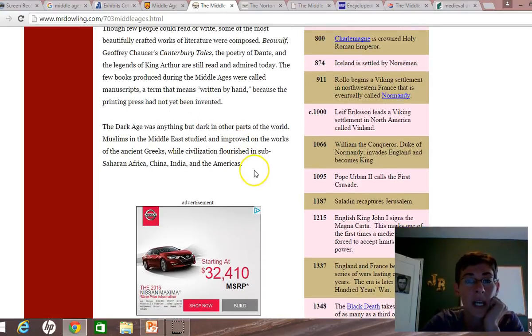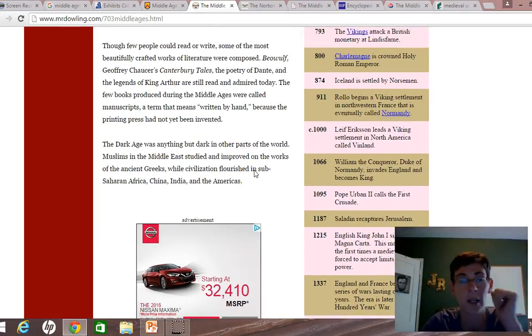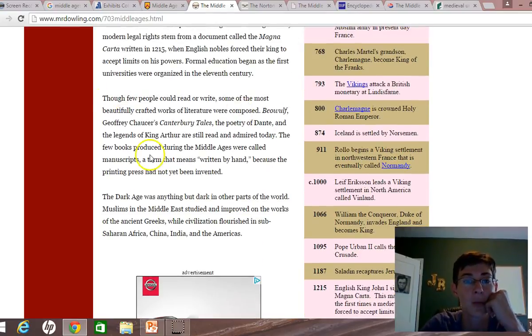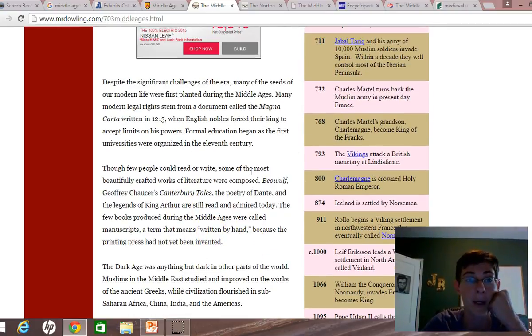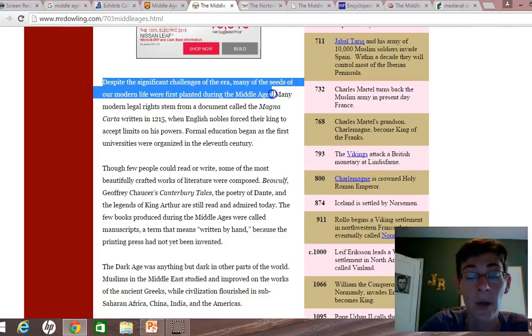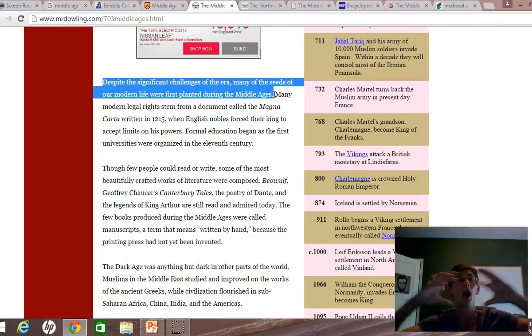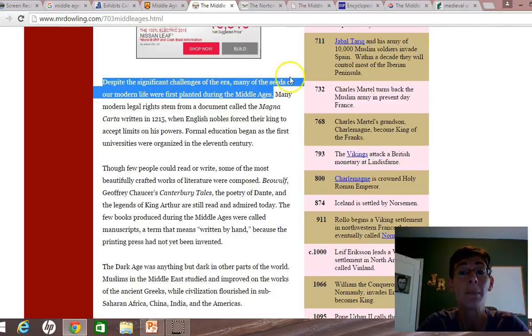The Dark Age was anything but dark in other parts of the world. Though few people could read or write, some of the most beautifully crafted works of literature were composed. Okay, so now it's telling you about some important things that transpired. Despite the significant challenges of the era, many of the seeds of our modern life were first planted in the Middle Ages. Oh, okay. See, that is crossing time periods right there. That is telling me, despite the significant challenges, many of the seeds of our modern life, very far in the future, were first planted during the Middle Ages.